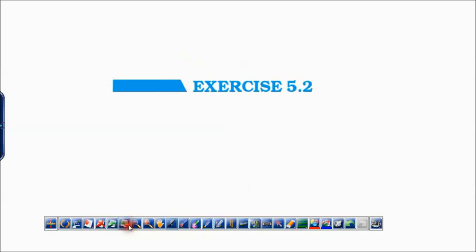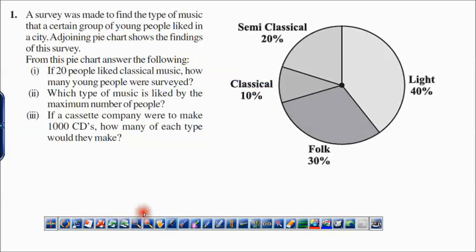Exercise 5.2. Question answer. A survey was made to find the type of music that certain group of young people liked in a city. Young people में से सेमी क्लासिकल कितनों को पसंद है? 20%, क्लासिकल 10%, फोक सॉन्ग 30% एंड लाइट म्यूजिक 40%.